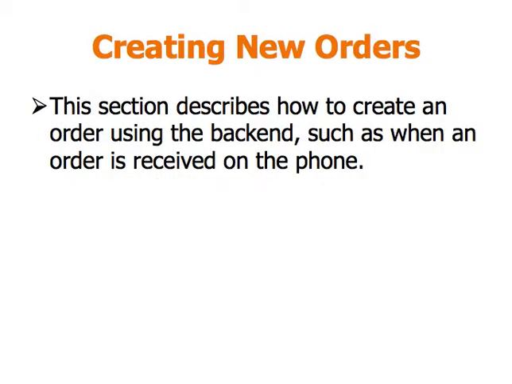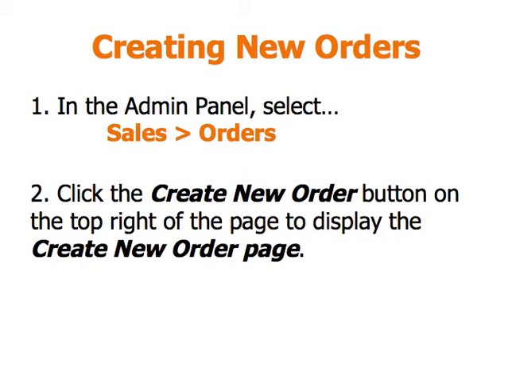Okay, carrying on. Let's get into creating new orders. We're going to describe how to create an order using the back end, such as when an order is received on the phone. We already talked about adding customers manually. Now let's get into creating an order manually. First step, get back in that admin panel, select sales, orders, click the create new order button on the top right of the page, display the create new order page.